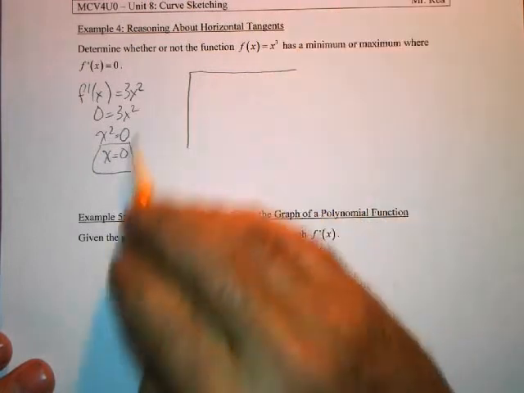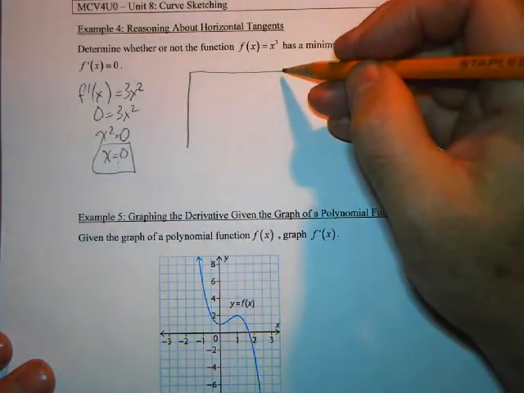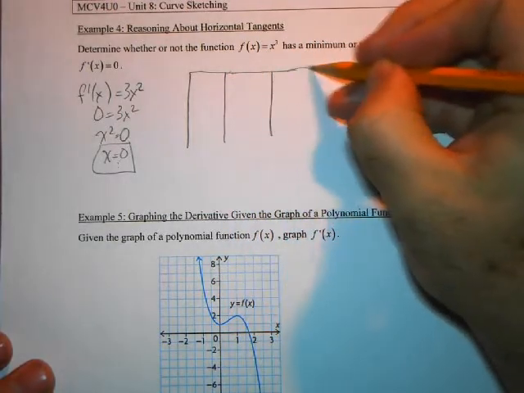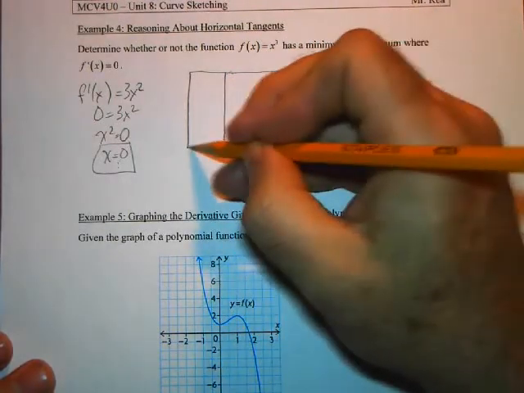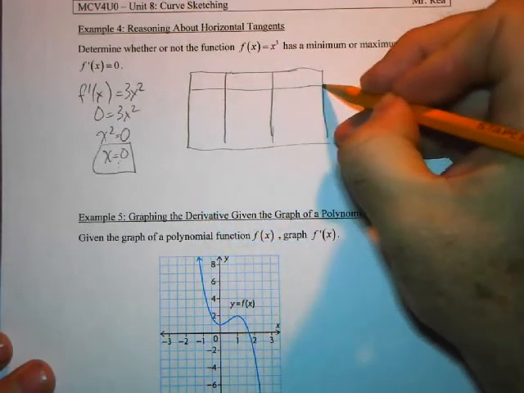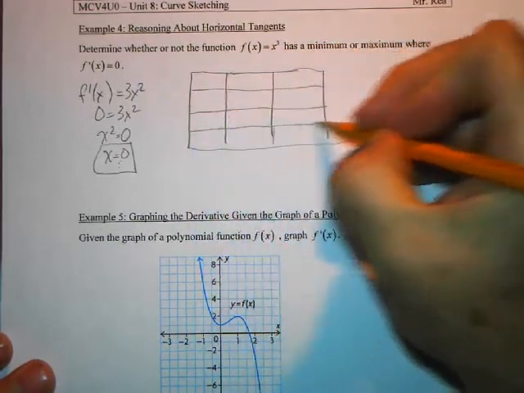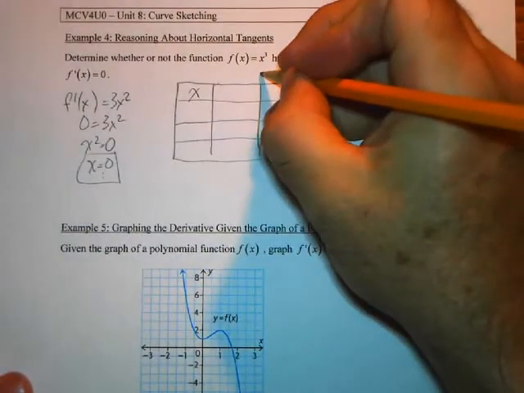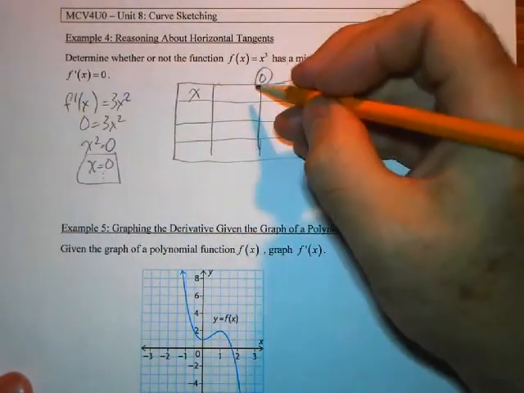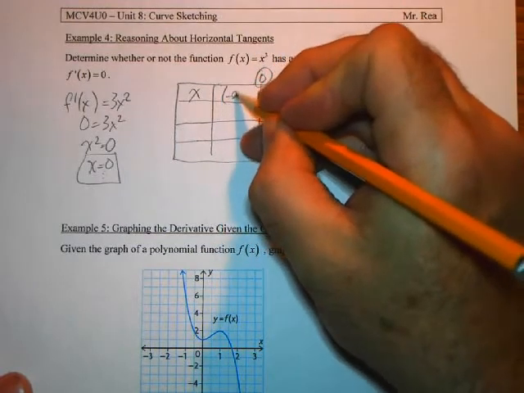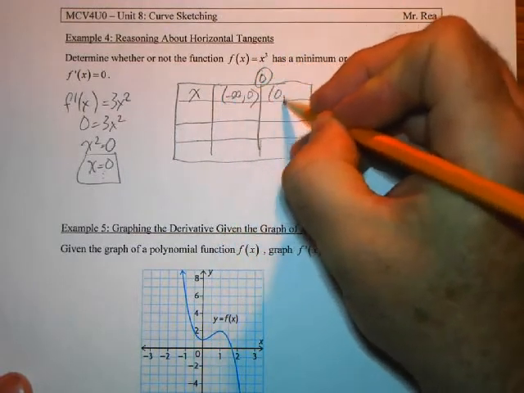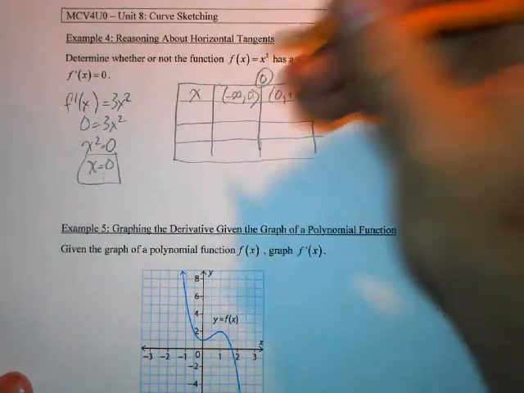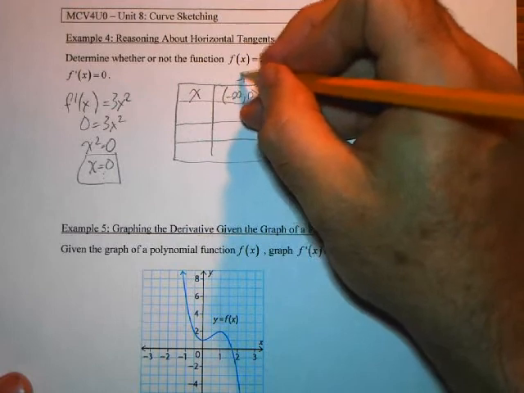So this time I've only got one critical point, so I'm only going to have 3 columns, but still 4 rows. Okay, so I've got my x value, and I've got my one critical point at 0, and then I've got my intervals, so negative infinity to 0, 0 to positive infinity. Test values, well, doesn't really matter. I could do a -1 and a +1.